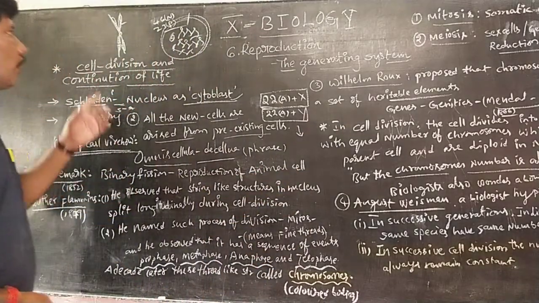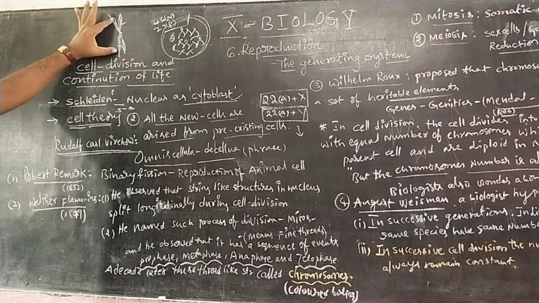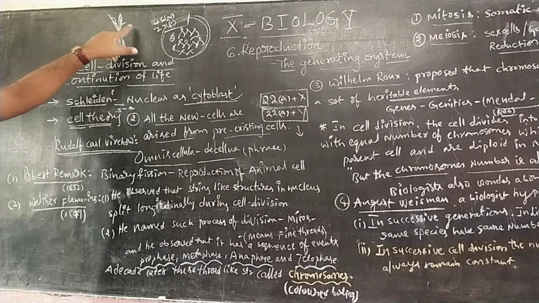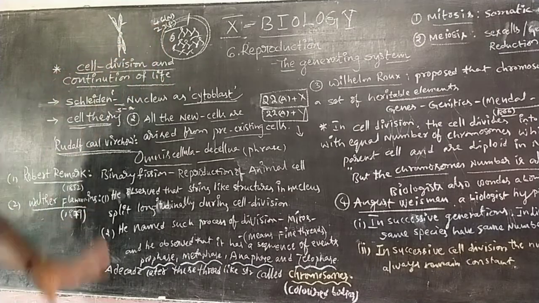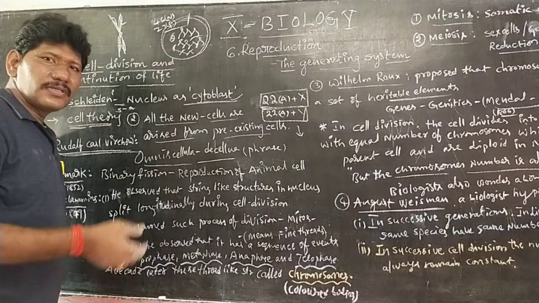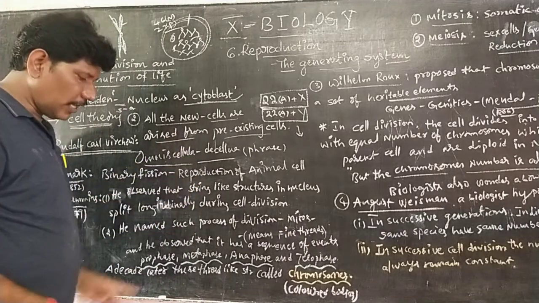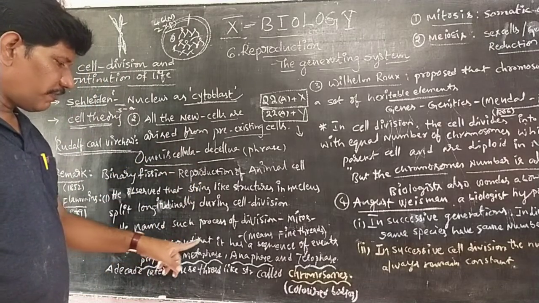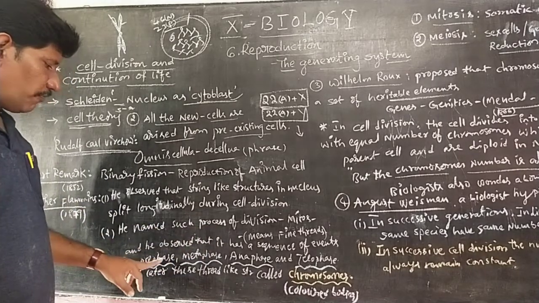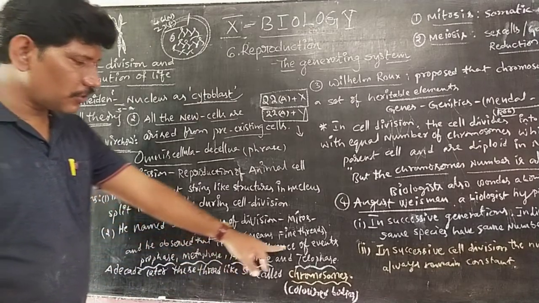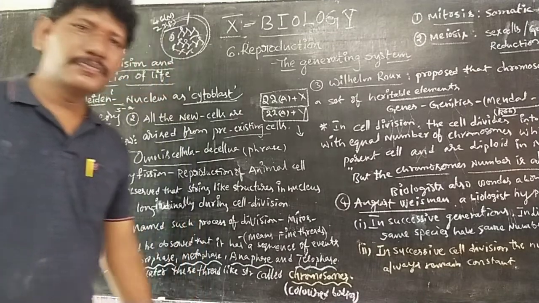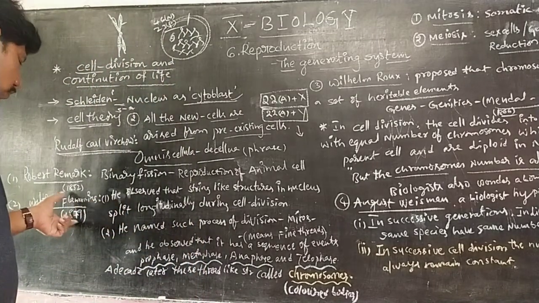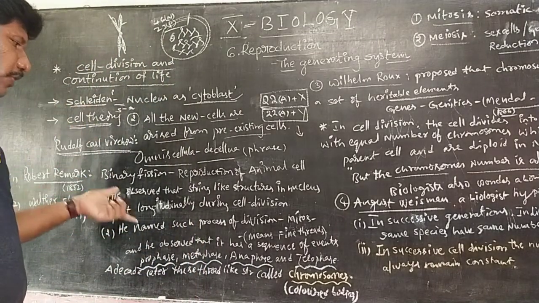See children, whenever the chromosomes are split longitudinally, they are shared into the daughter cells. That is why cell division takes place in 4 phases. He also observed that it occurs in a sequence of processes called prophase, metaphase, anaphase and telophase. So once again I repeat the contribution of Walter Fleming regarding cell division and continuation of life.